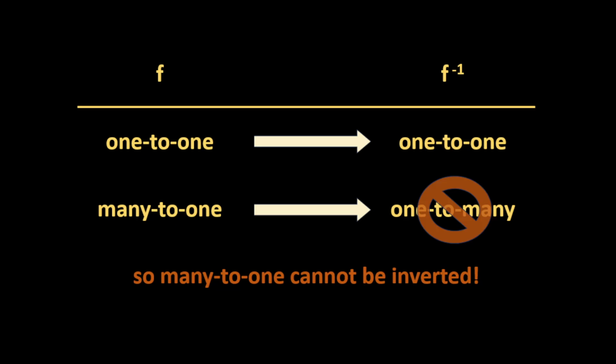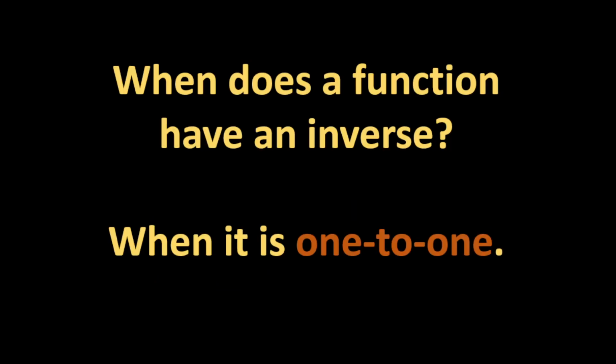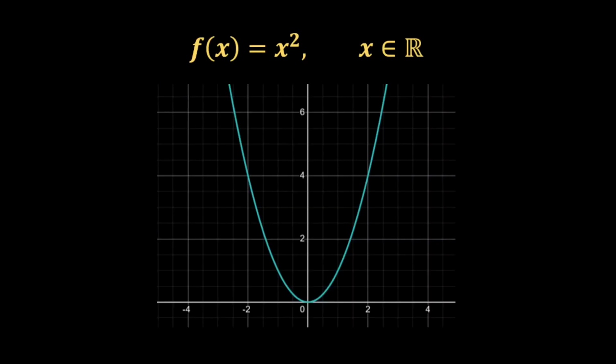Okay? All right, then. So, when does a function have an inverse? Well, it can't be when it is many-to-one, so it must be when it is one-to-one only. Okay? So when does a function have an inverse? When it is one-to-one. Now let's try to visualize that with a graph.